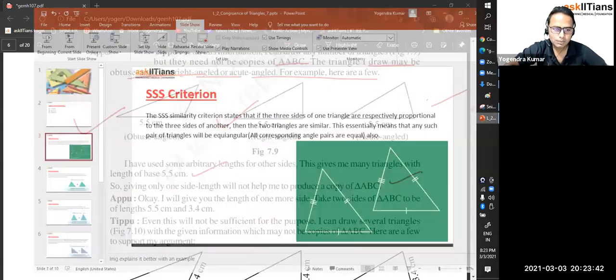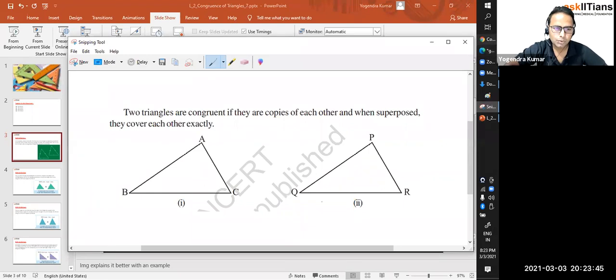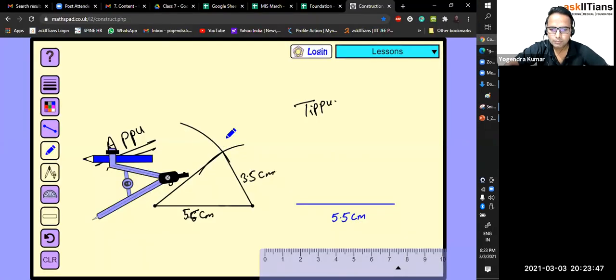See, what is the task here? What do we want to do here? We want to draw a congruent triangle. Triangle ABC is there, this one. We want to draw a congruent triangle. So this one piece of information is not sufficient. Only one side is not sufficient. So we want to get that minimum.